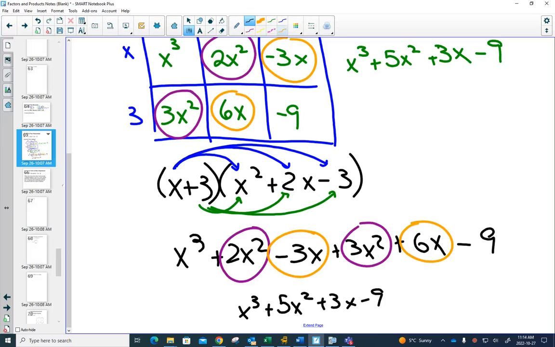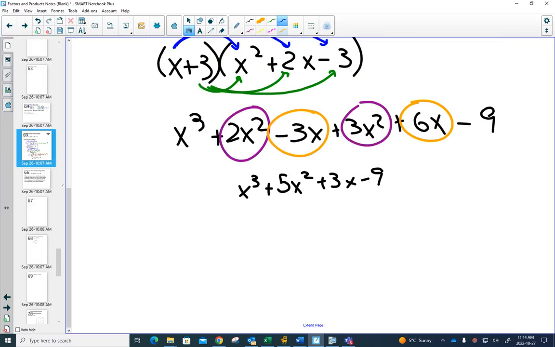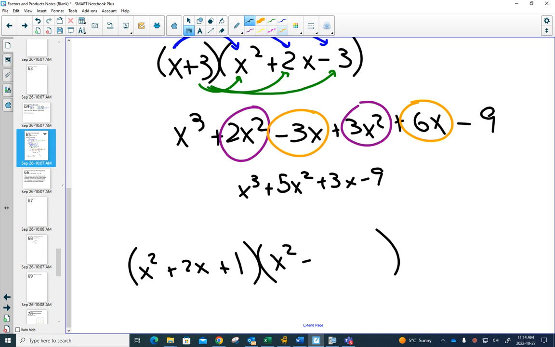Can you see where this would get complicated? You'll eventually have x squared plus 2x plus 1, x squared minus 3x plus 5. How many arrows would you have? Yeah, there'd be lots of arrows. Can you see the chart might be nicer here?